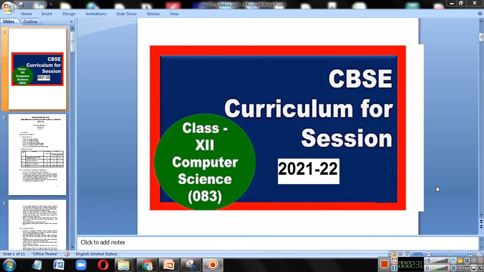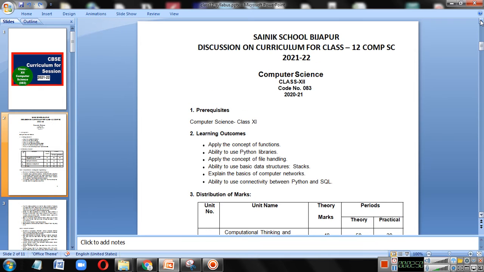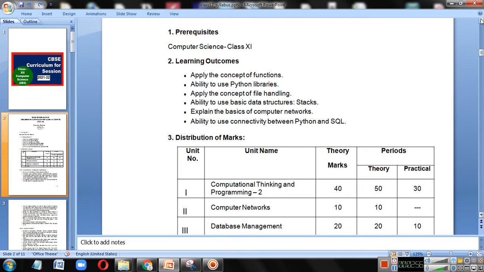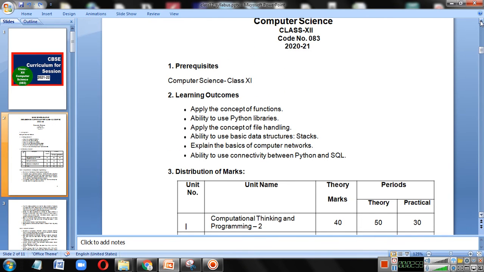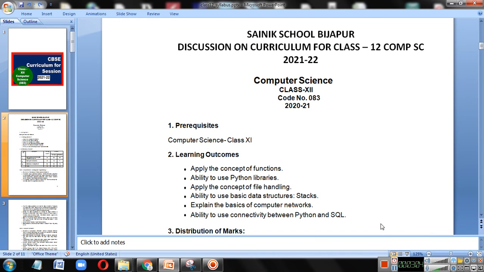As on my slide it is showing there, as you can see here, CBSE curriculum for session 21-22 class 12th computer science 083. Now I will move here. If it is not visible, I will make it a little larger so that you can have a clear discussion. This is basically a video class for discussion on the curriculum for 21-22.